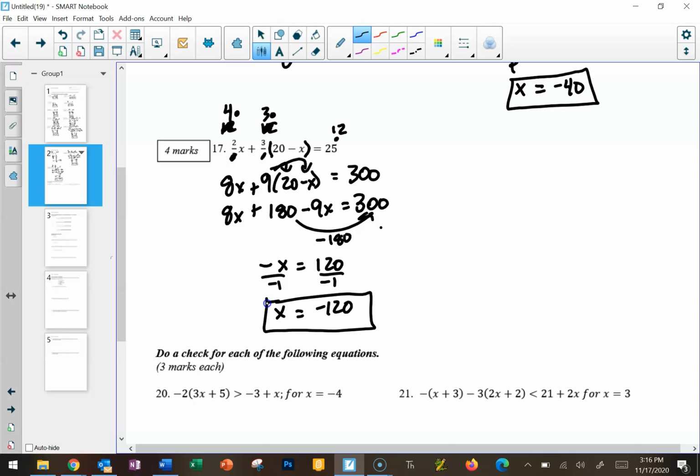Just want to check my math on that because I feel like I made a mistake. Nope. Might be okay. Maybe I should check that one. I got lots of room over here. Let's check it. We got 2/3 times a negative 120, plus 3/4 times 20 minus a negative 120. Just be very careful with your signs. Equals 25 on the other side.